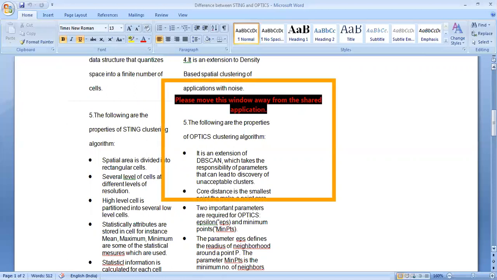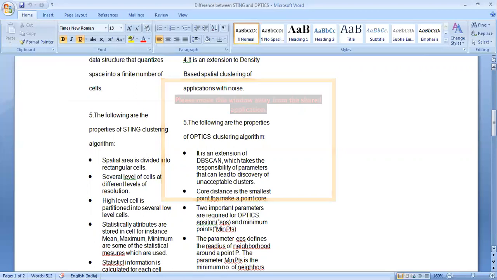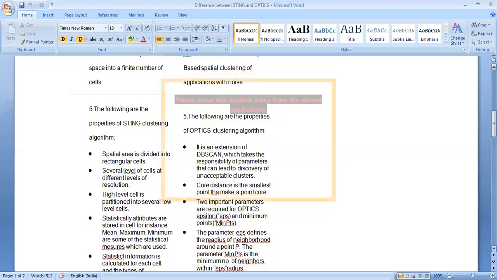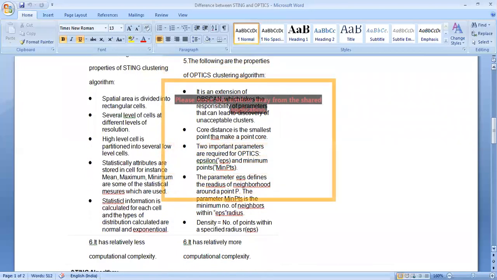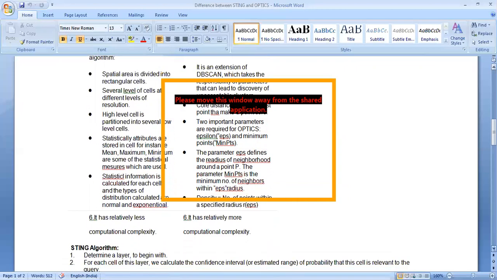The two parameters required for OPTICS are epsilon and min points. Min points is the minimum number of points that should lie within the epsilon radius circle to declare a point as a core point. The parameter epsilon defines the radius of the neighborhood around the point P, and min points is the minimum number of neighbors that should lie in the epsilon radius circle. It has a relatively higher computational complexity than the STING algorithm.